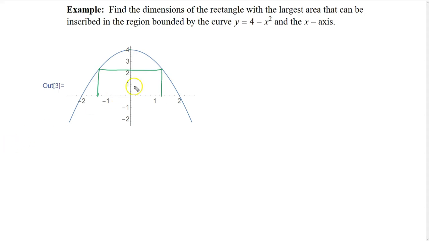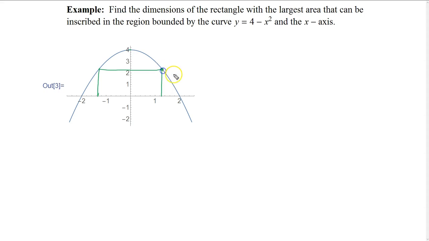And so you see, we want to choose the rectangle that has the largest area. We could pick a rectangle like this that is very long and short, or we could pick one like this, tall and thin. And so we want to pick the one that has the largest area. So what we're going to do is label the dimensions of this rectangle here.